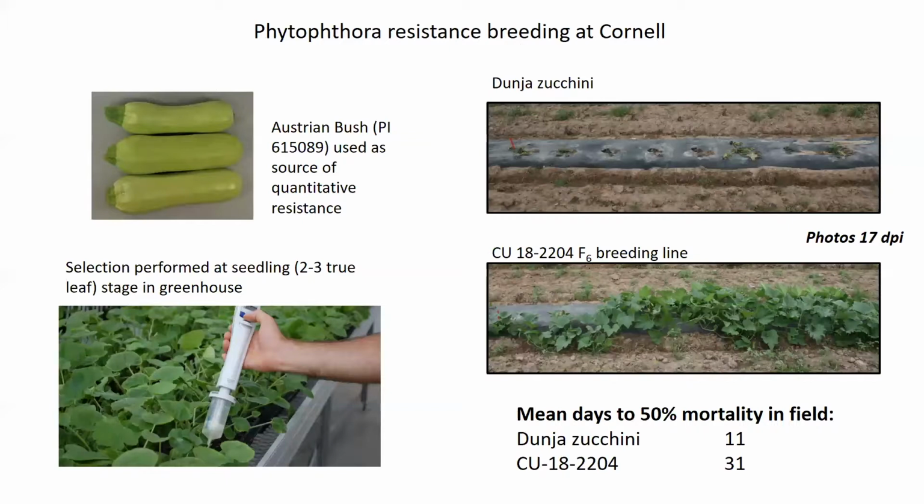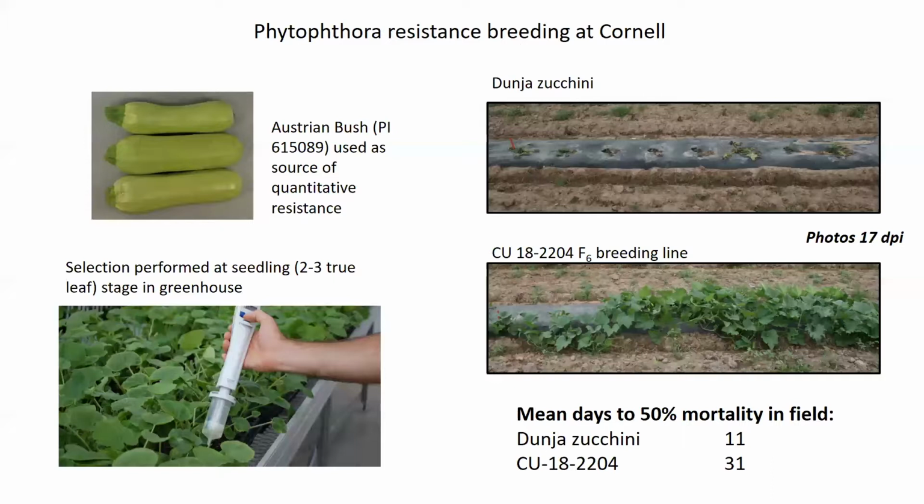And here on the right side of the slide, I'm showing some results from the 2 years of field trials we've done in the past 2 years. These are very condensed results. In particular, I'm just showing 2 entries in these field trials. The reason for that is these 2 genotypes are the parents of the mapping population that I'll be talking about later. So this one entry is a susceptible zucchini cultivar called Dunja.